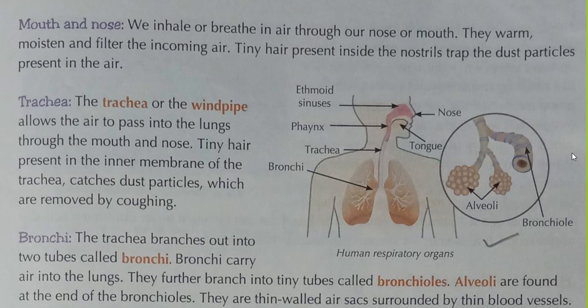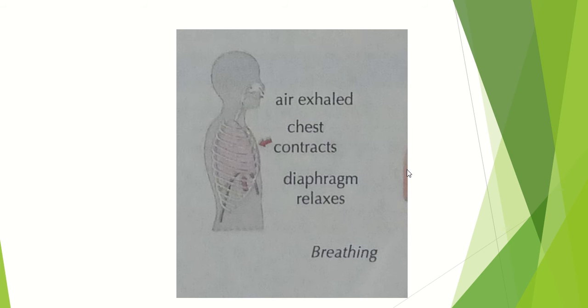So in this paragraph, we have learned about mouth and nose, trachea and bronchi. These are the organs of the human respiratory system. The next picture, as you can see, is a picture of breathing.